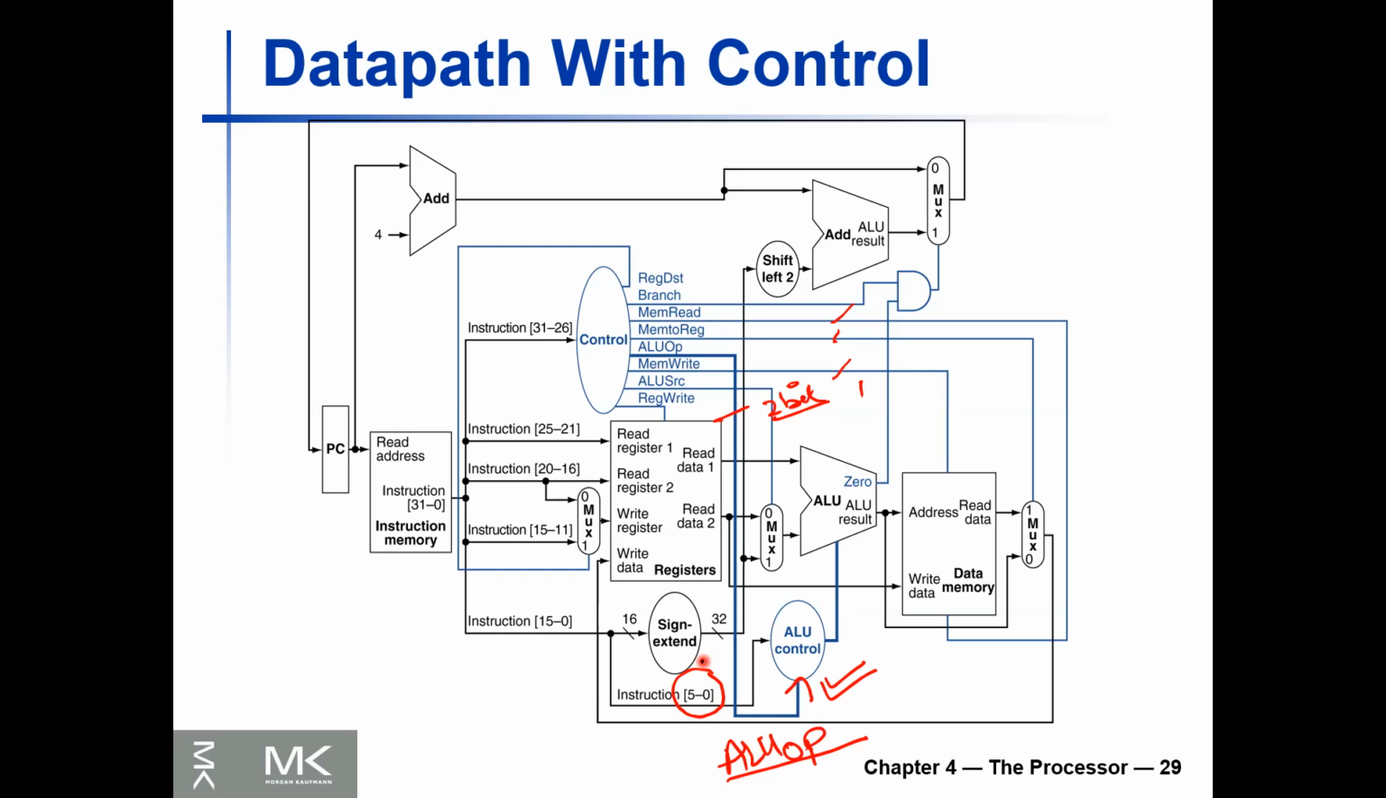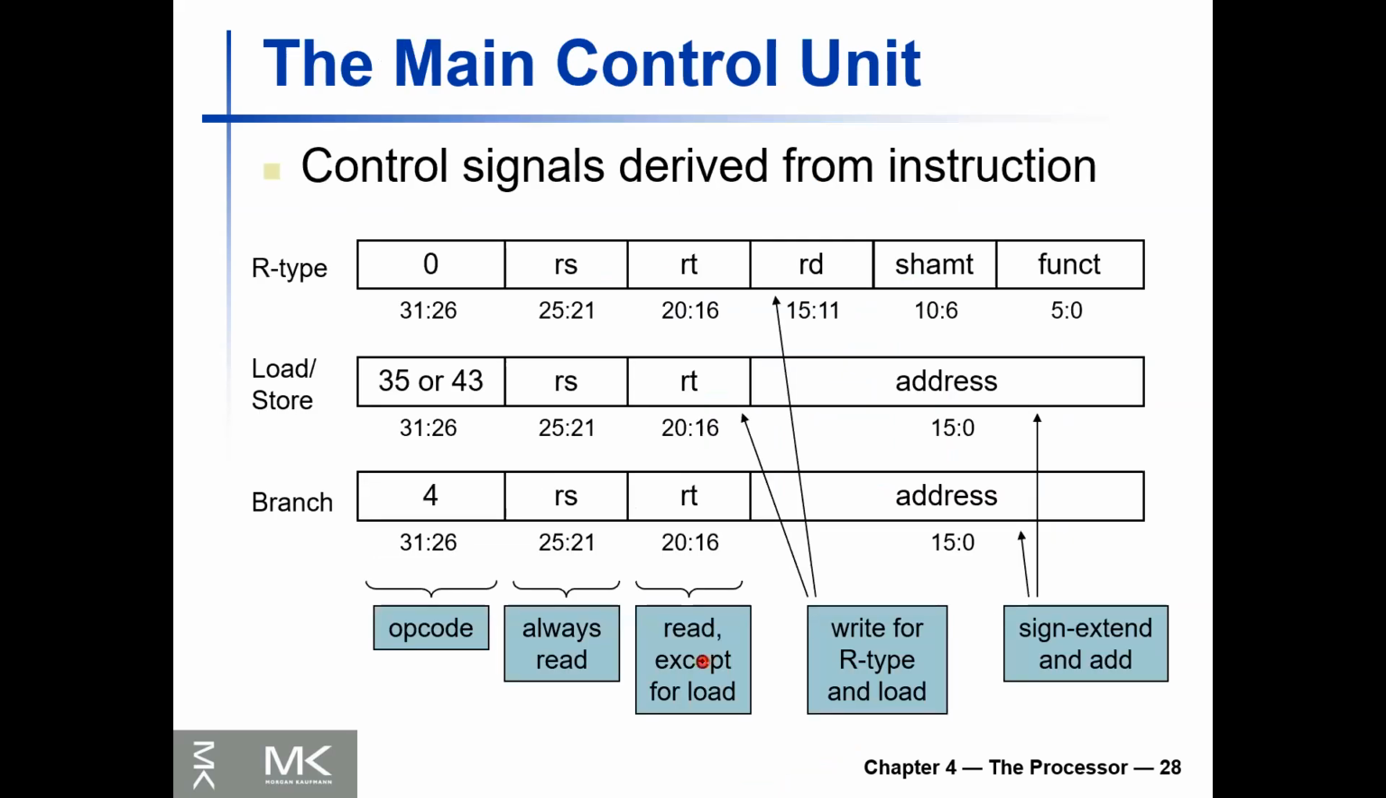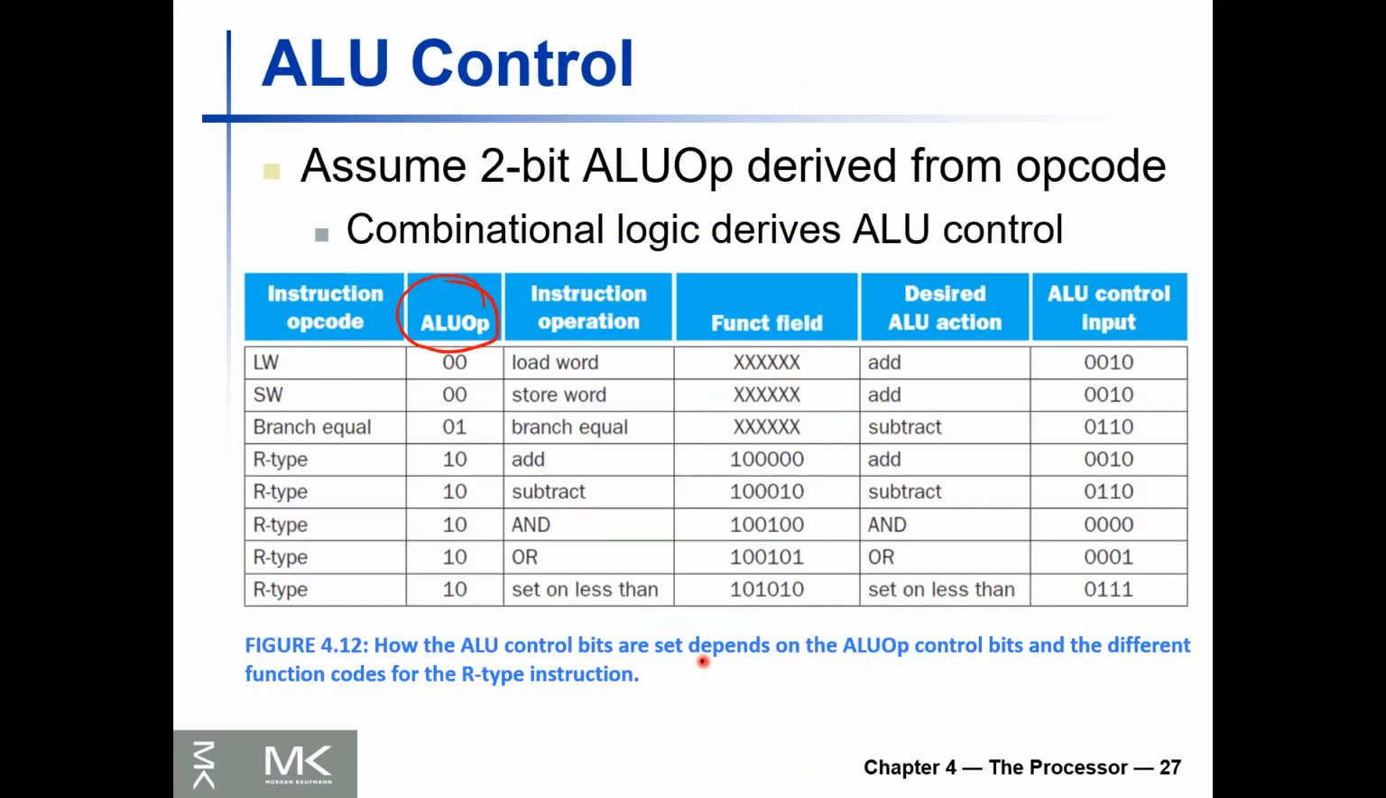Yes, it is the function field, which is here. Go check. Bits 0 to 5, this is the one. Getting my point? So the ALU control has two inputs. One is the ALU opcode, another one is the function field. Then it generates the ALU input, so using this and this, it will be generated.